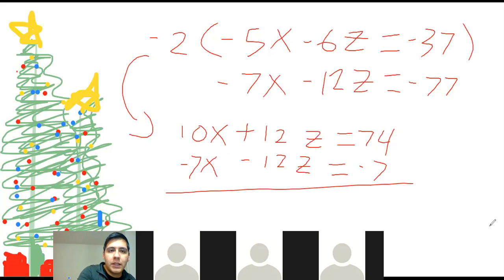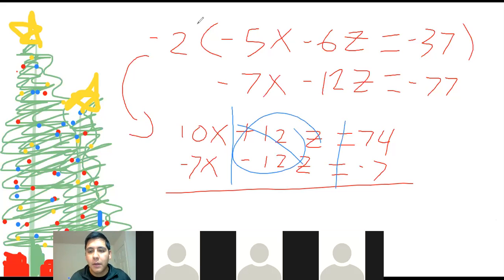So now what we need to do is combine them, right? So now we're gonna add them. And now our 12s cancel out. I forgot that's 77, but 74 minus 77, what does that end up giving us? That would be a negative 3. And then 10x minus 7x, what would that be? 3x. Okay. And there we go.